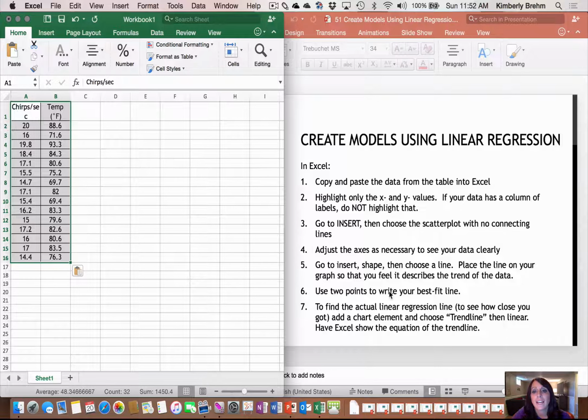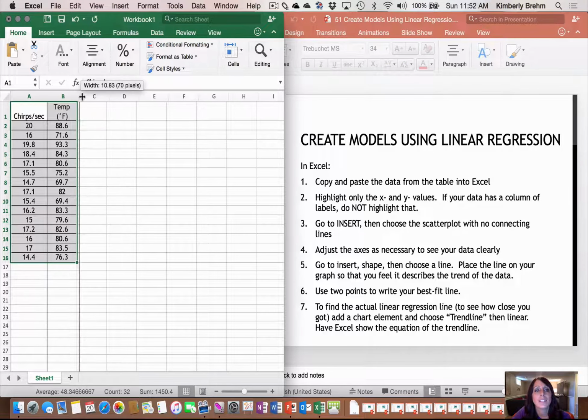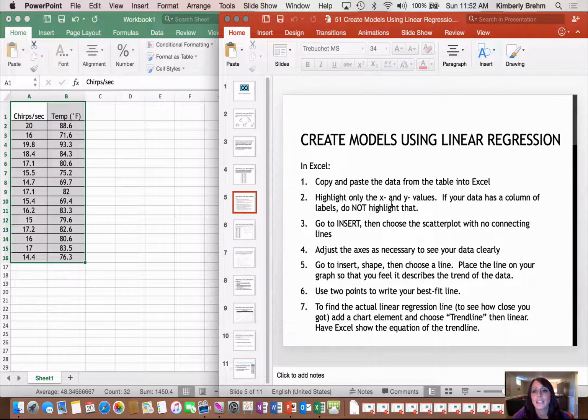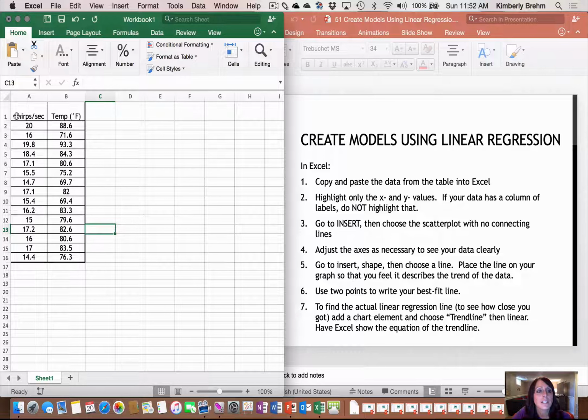Now that I have my data in Excel, you can see here on the left, I'll move that over a little bit. Now that it's in there, I'm going to use it to create a scatter plot. So I'm going to highlight only the x and y values. On some of the tables, there is a value to the left of this that has numbers 1, 2, 3, etc., or anything else. I would not highlight that ever. I'm going to highlight all of the data, including the labels.